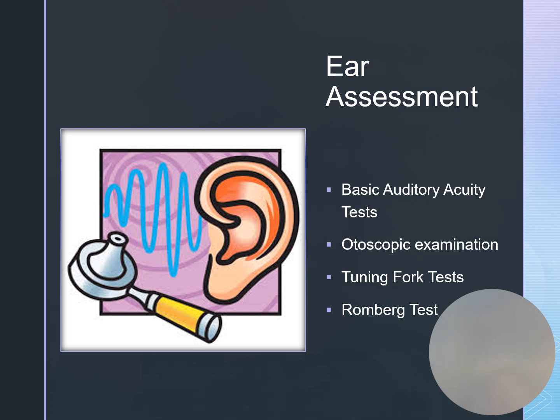We can do otoscopic examinations, which will examine the external acoustic canal and the tympanic membrane. We can also do the tuning fork test. This will assess the conductive or sensorineural hearing loss, and this would consist of the Rinne test and the Weber test. The Romberg test is the test that shows us the client's ability to sustain balance.